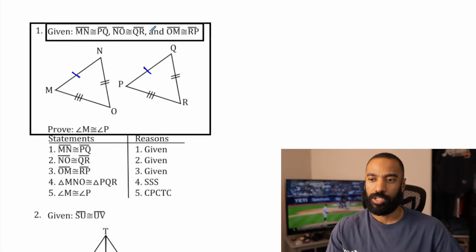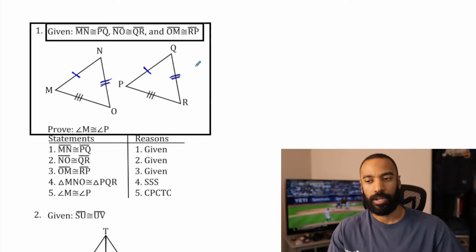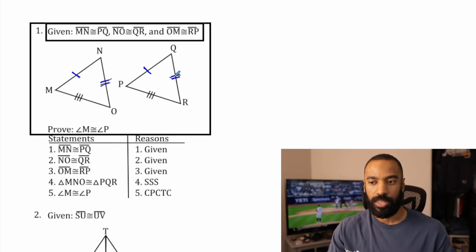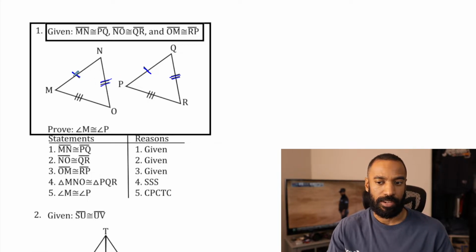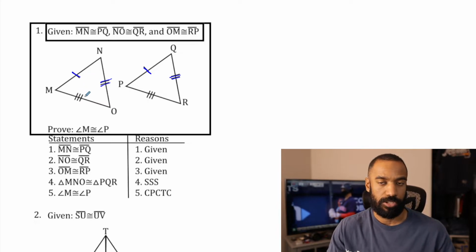Segment NO is congruent to segment QR, so you see that right here and right here. And they do 2 tick marks to indicate they're congruent to each other and not necessarily congruent to these. In fact, they might be uniquely different from them. This may be a scalene triangle and not isosceles or equilateral.